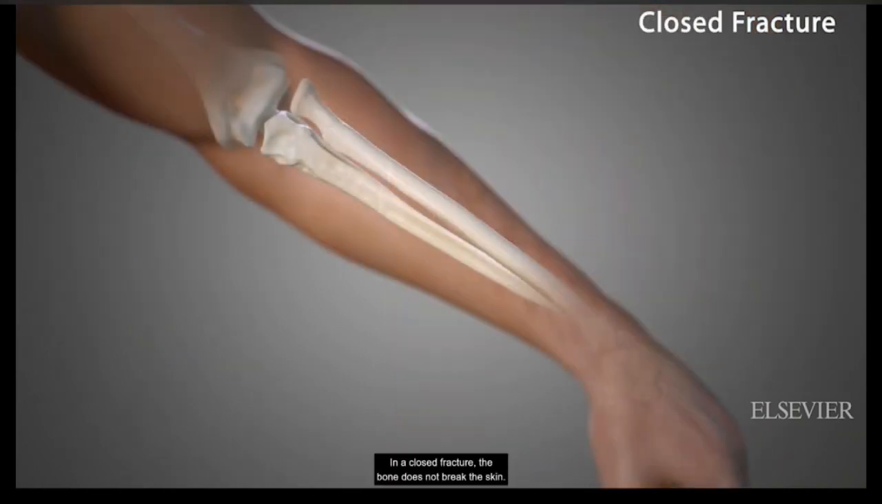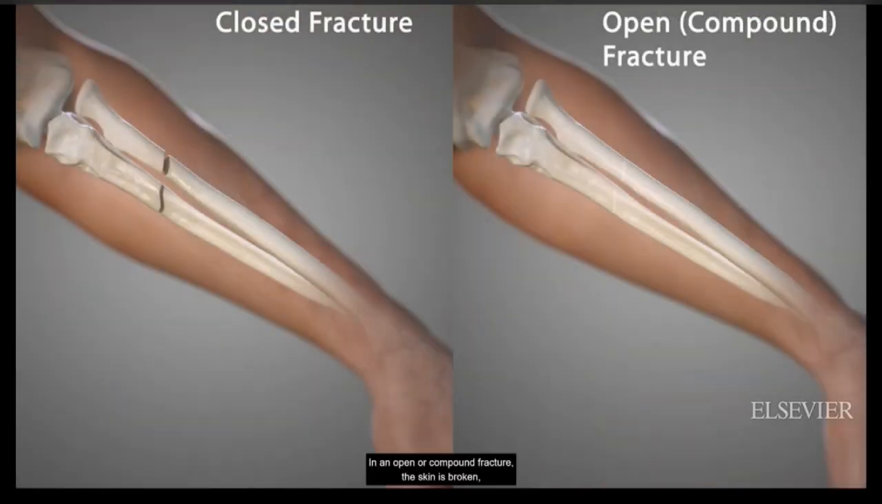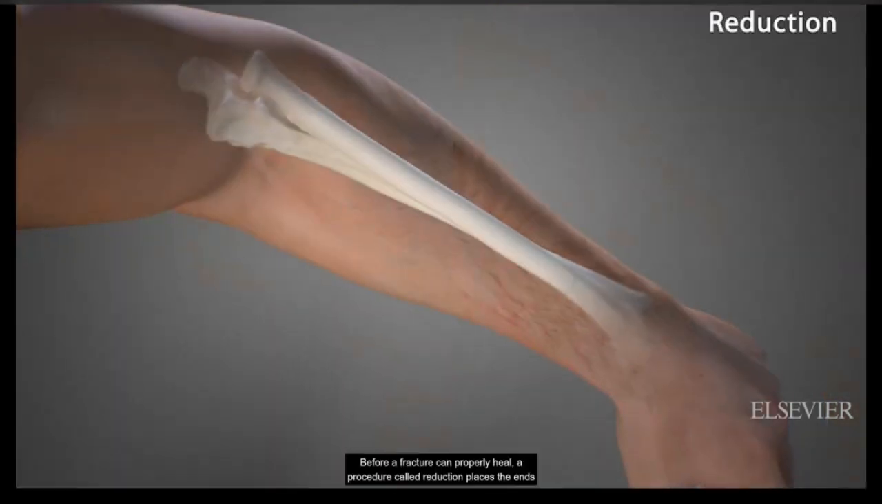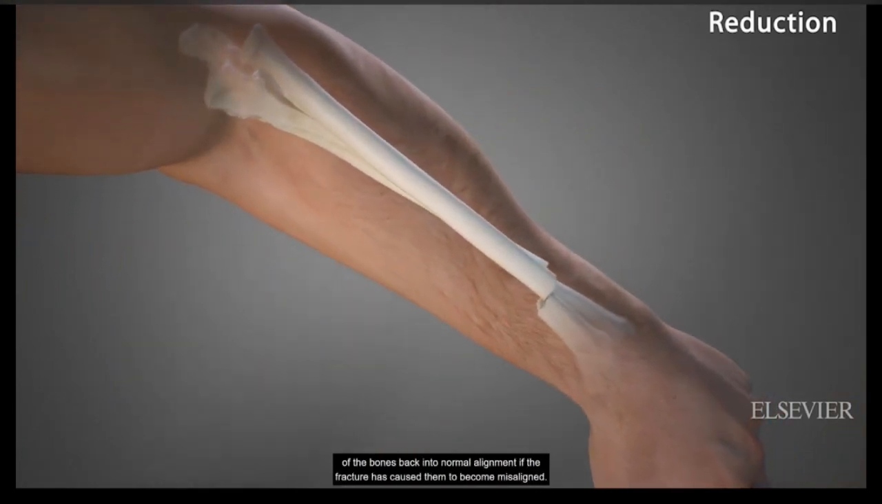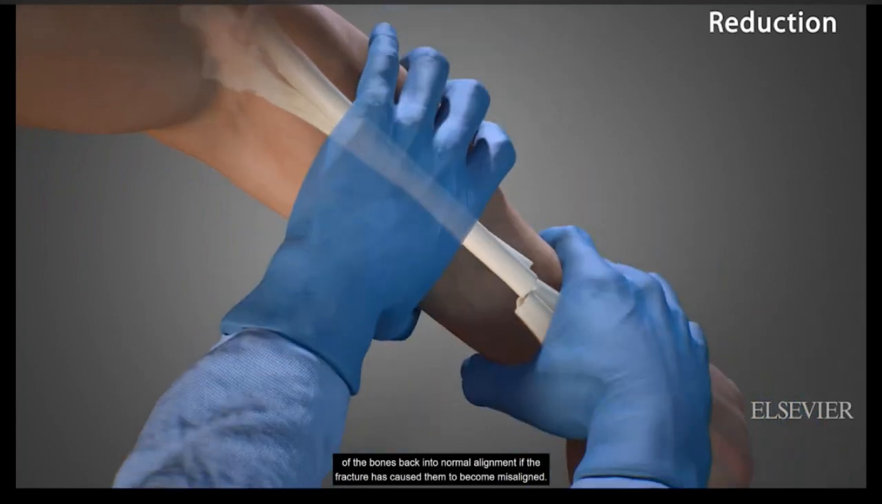In a closed fracture, the bone does not break the skin. In an open or compound fracture, the skin is broken, and a piece of broken bone pierces the skin. These fractures are susceptible to bone infection. Before a fracture can properly heal, a procedure called reduction places the ends of the bones back into normal alignment if the fracture has caused them to become misaligned.